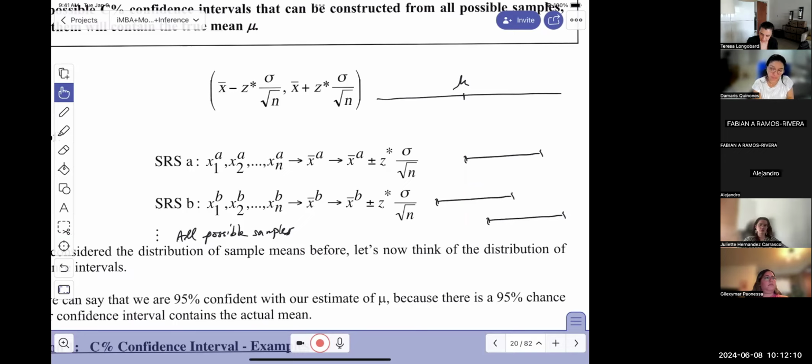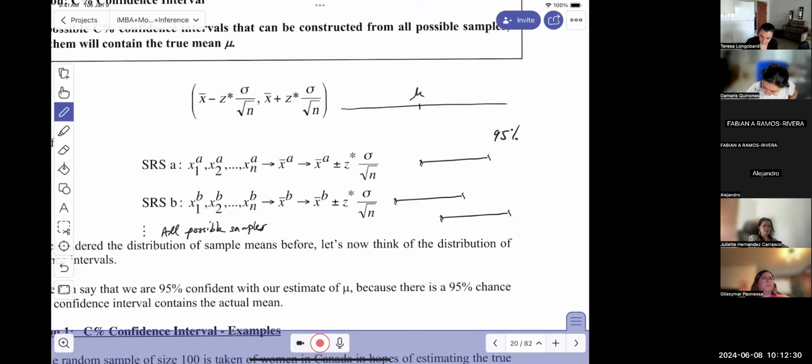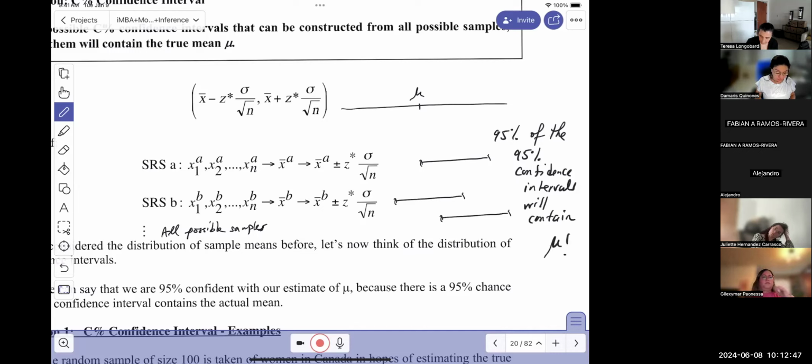And it might be like this. And the theory says that of all these confidence intervals that I could make from all possible samples, if they are a 95% confidence set of confidence intervals, 95% of the 95% confidence intervals will actually have mu inside of it. That's what it's all about.